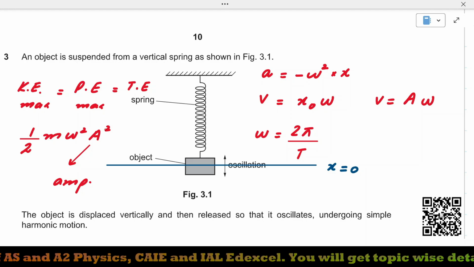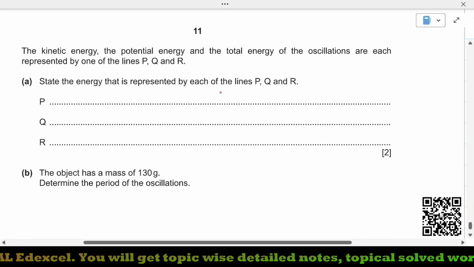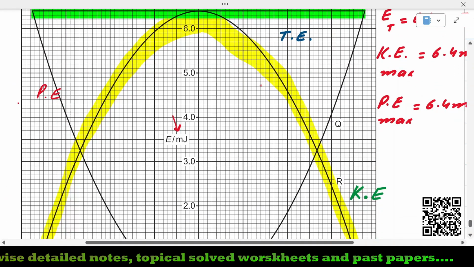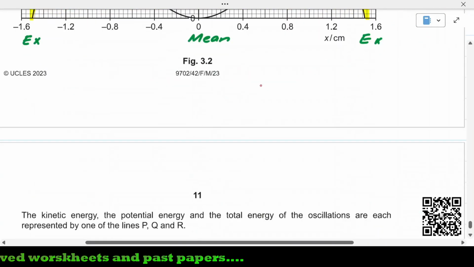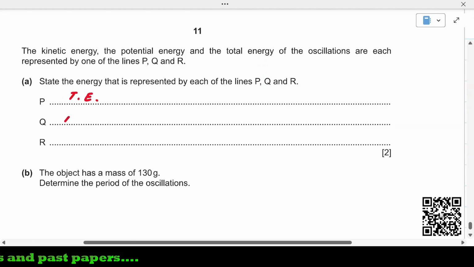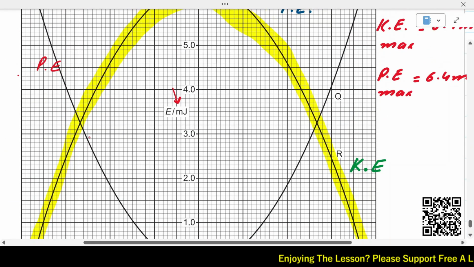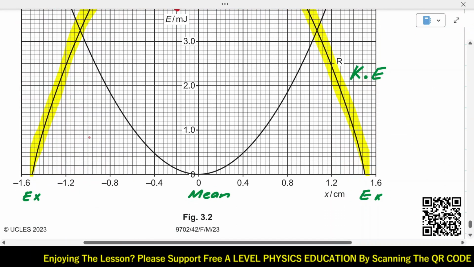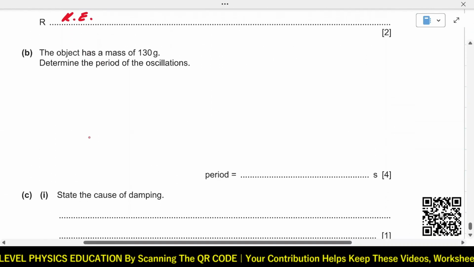Okay, now let us see what we have. State the energy that is represented by each of the lines P, Q, R. We solved this one already. P is total energy, Q is potential energy, R is kinetic energy. Let me confirm. Yes, R is kinetic energy, because it is maximum at the mean position.